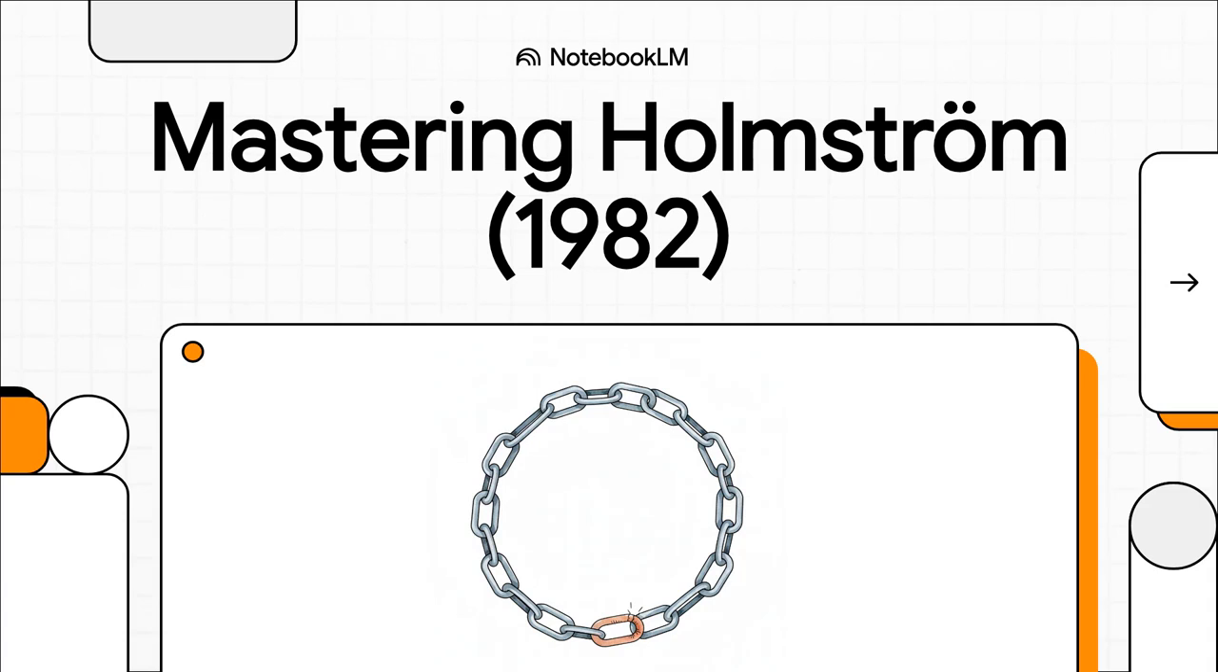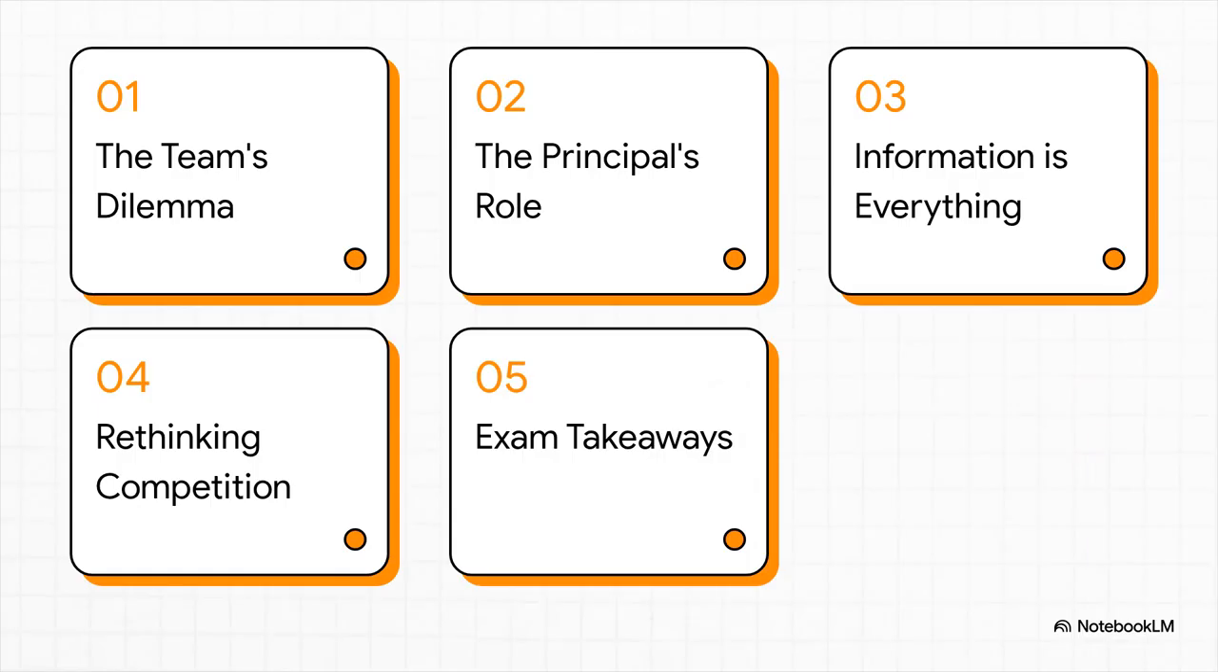All right, let's tackle a big one. If you're prepping for your qualifying exam, you absolutely have to know Holmstrom's 1982 paper on team theory. It's a total game changer, but let's be honest, it can be a bit of a beast. So the plan here is to break it all down into a study guide that'll have you feeling confident walking into that exam room.